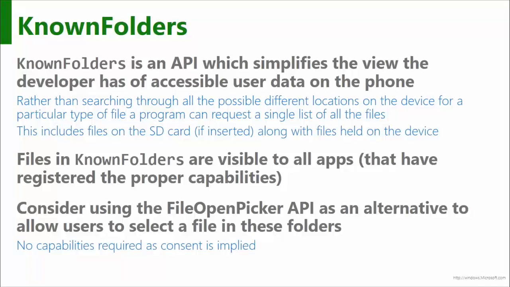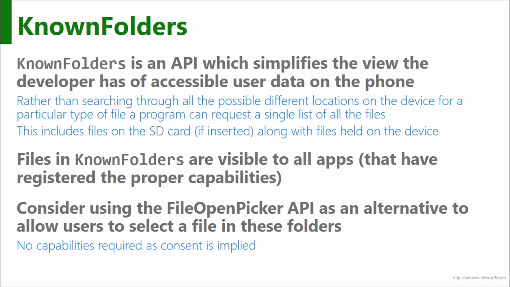Now, you mentioned to us earlier this idea of known folders. Yeah, so this is the idea that there are some known places where the user tends to store stuff, like documents. So we've got a whole bunch of APIs that expose these things. It simplifies what we call the user's data: their photos and their music and their documents and all this sort of stuff. So this is a way of your app getting at some of that stuff.